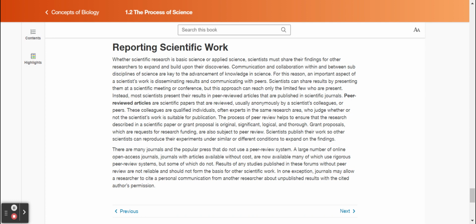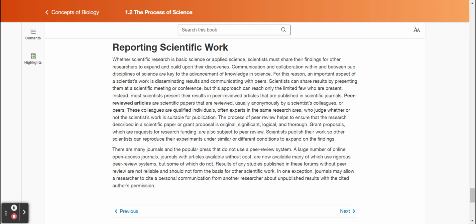Scientists publish their work so other scientists can reproduce their experiments under similar or different conditions to expand on the findings. There are many journals and the popular press that do not use a peer review system. A large number of online open access journals, journals with articles available without cost, are now available, many of which use rigorous peer review systems, but some of which do not.